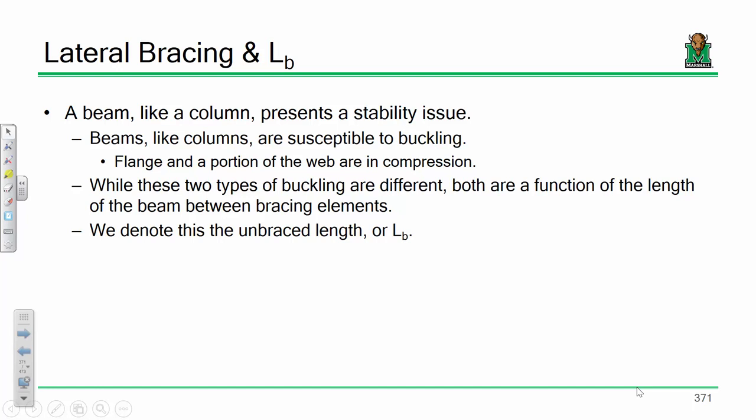Just like columns, beams present a stability issue. They want to buckle. If you take this beam and you start bending it, you will see how it just kind of gives. It just stops resisting that load and just sort of gives. It's just like a column. If I take a column and present a compressive load, it just sort of gives. That just sort of giving is called buckling.